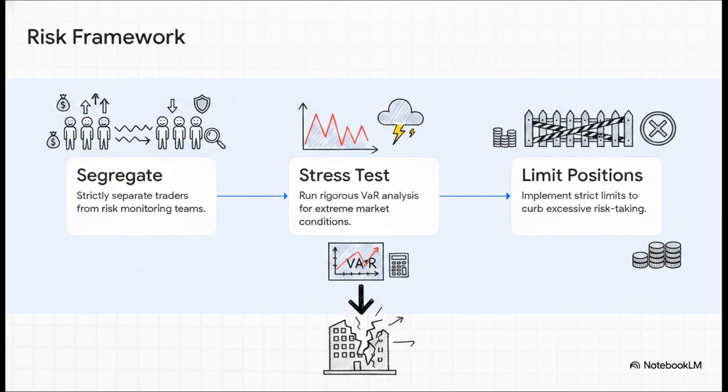First, the strict segregation of duties. You have to separate the traders from the risk monitoring teams. Second, you run rigorous stress testing and value at risk, or VAR, analysis. This helps you assess how your portfolios will hold up under extreme market conditions, which is exactly what the bank in Margin Call completely failed to do accurately. And third, you implement strict position limits to curb excessive risk-taking. Barings Bank, that unnamed Wall Street firm, and the broader U.S. housing market all catastrophically stumbled over these basic fundamental hurdles.